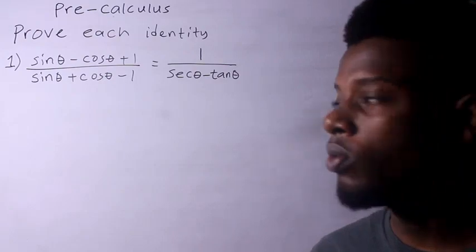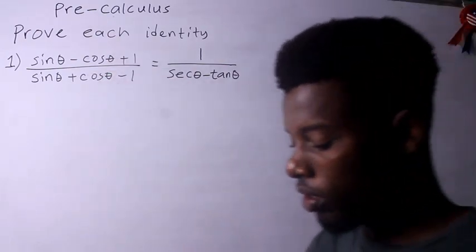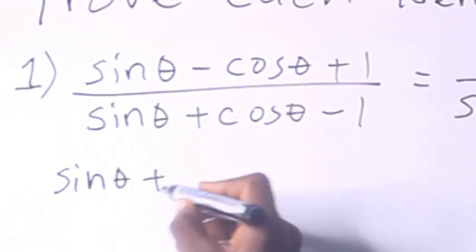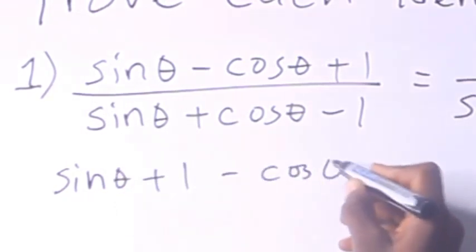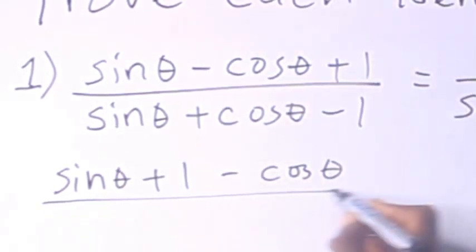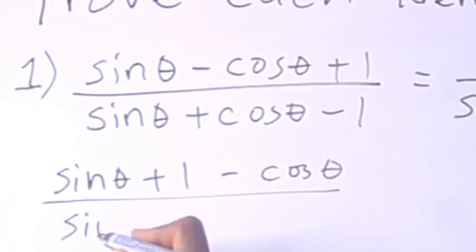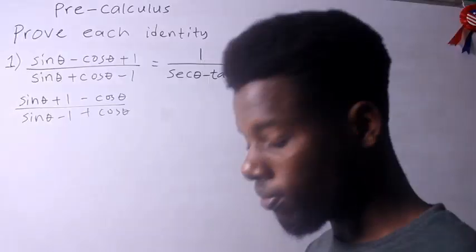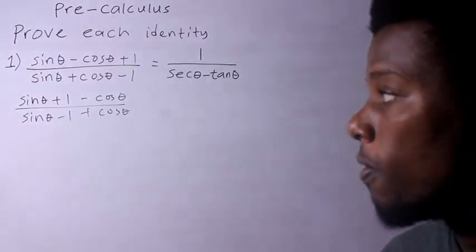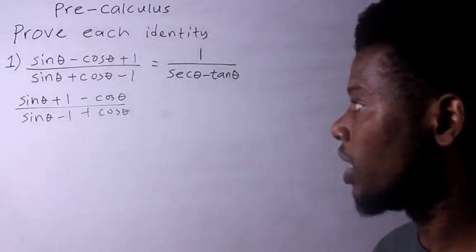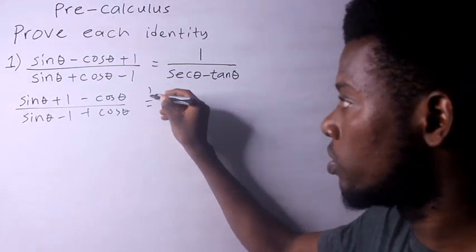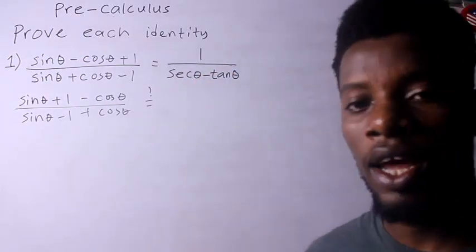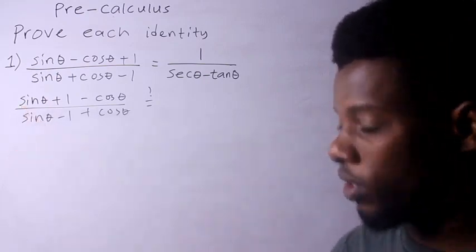So the first thing I'm going to do is to rewrite the expression as (sin theta plus 1 minus cos theta) all divided by (sin theta minus 1 plus cos theta). That's the first thing I'm going to do. Now, once I have done this, I want to know if it is equal to this side, but I'm not going to keep writing this side. What I'm going to do is to rationalize the numerator of this expression.